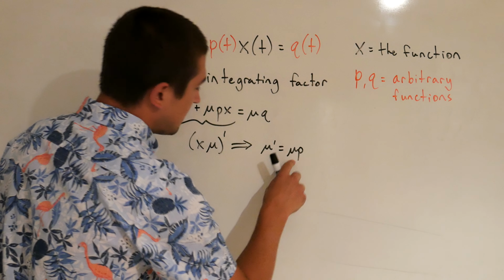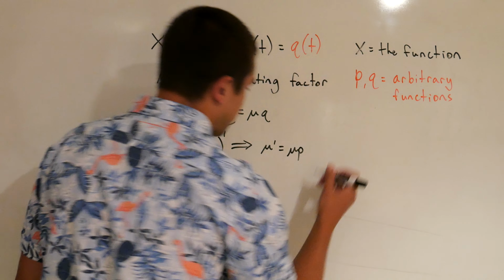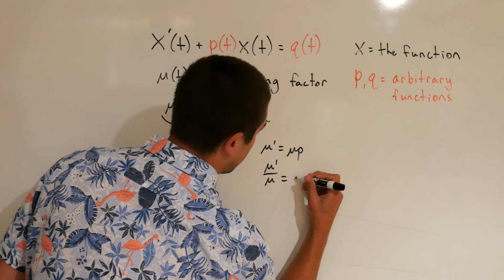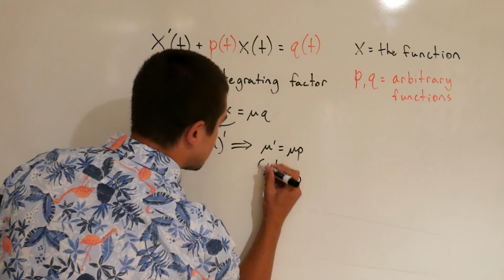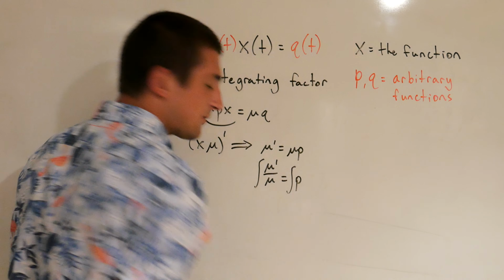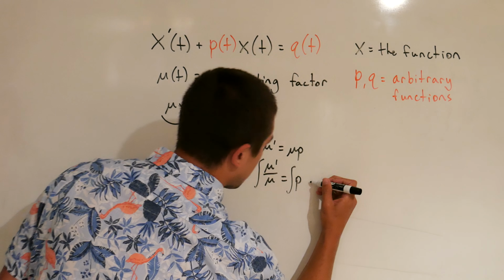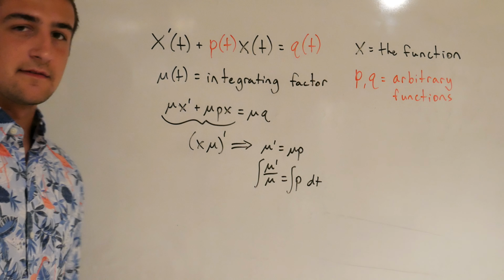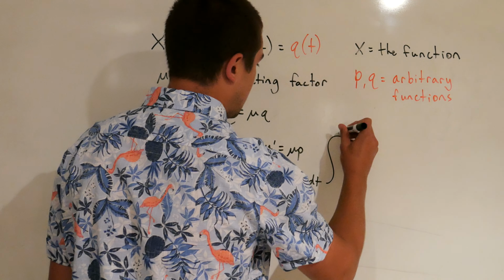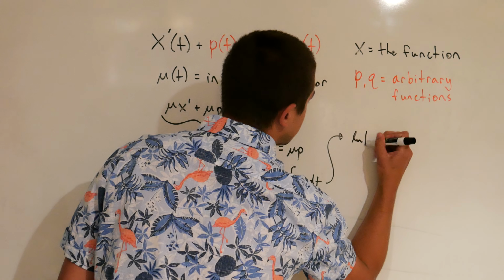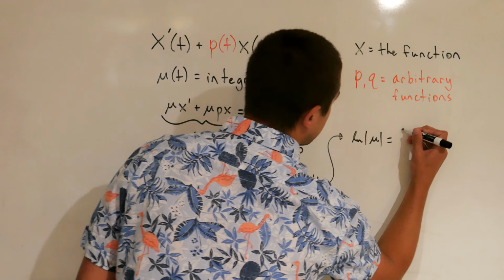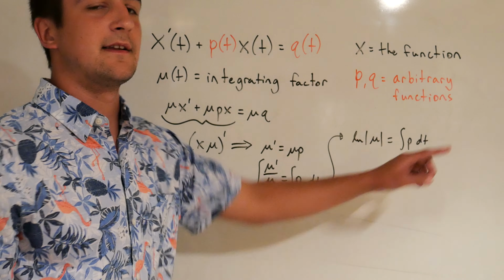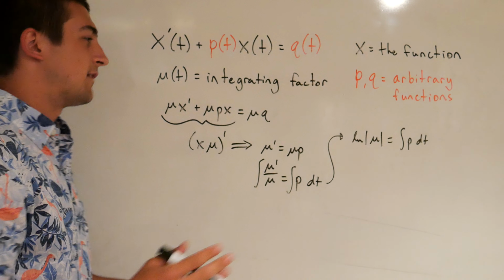So separating our variables, dividing both sides by mu, we get mu prime over mu is equal to p. Now we can integrate both sides here. The integral for p is a function of t, so the integral will be done dt. The integral of 1 over something is the natural log of that something. So we have the natural log of mu on this side is equal to, we don't know what p is, so we just have to leave it as the integral of p dt. We want the most general form of our solution here.